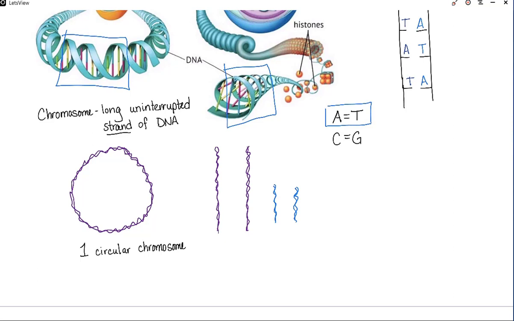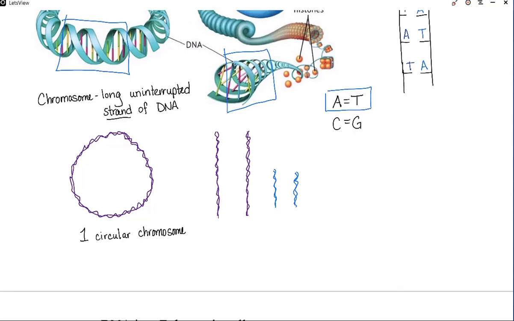So most people have 2 copies of each chromosome in their nucleus. 1 copy you got from mom and 1 copy you got from dad. So 1 copy comes from the egg, 1 copy comes from the sperm. And so you get 2 copies of each chromosome. So if I take one of your cells, you should have 2 copies of chromosome 1, 2 copies of chromosome 2, etc.